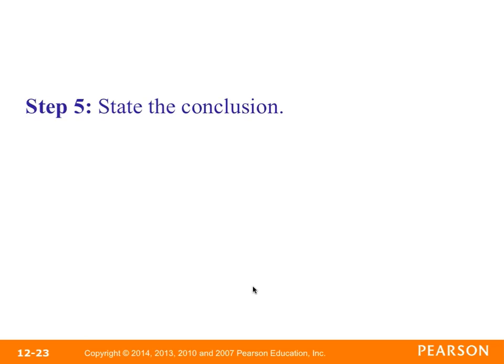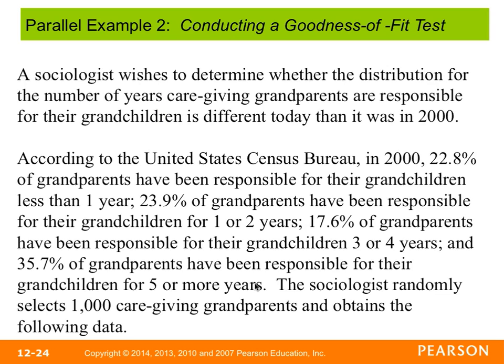If our p-value is less than alpha, just like we have a typical kind of way of either rejecting or failing to reject, it's the same thing for this. If p-value is less than alpha, then we reject H0, and we state a conclusion.